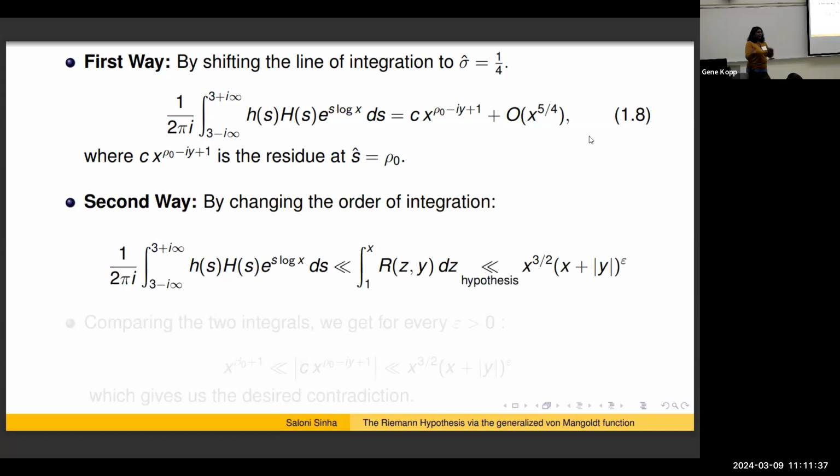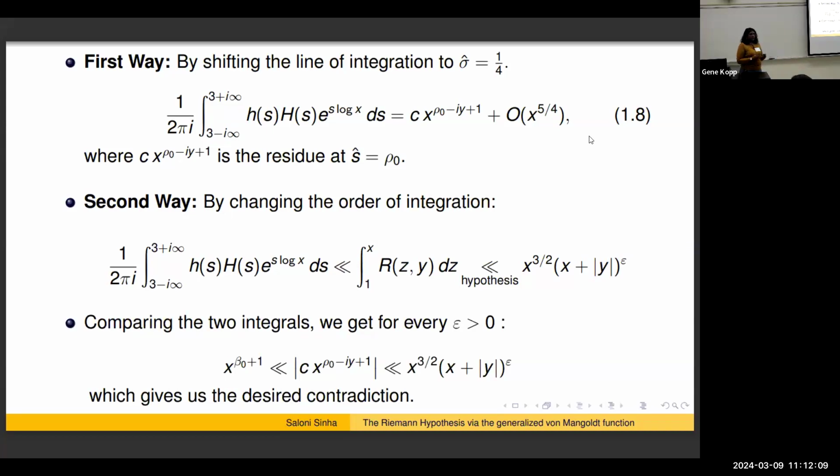And the second way is by changing the order of integration. If you change the order of integration, you are basically able to conclude that this integral is less than the integral of r from 1 to x. And by our hypothesis, where r is less than the error term that we have there, this integral comes out to be less than x to the power 3/2 times (x plus absolute value of y) to the power epsilon.